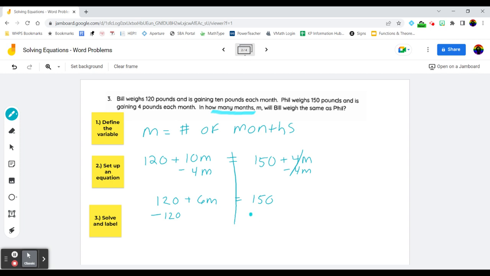I need to get rid of the 120, so I subtract it from both sides. And then I need to get the 6 away from the m, so I'm going to divide both sides by 6. So m equals 5, and m was measuring months. So in 5 months, Bill and Phil will weigh the same.